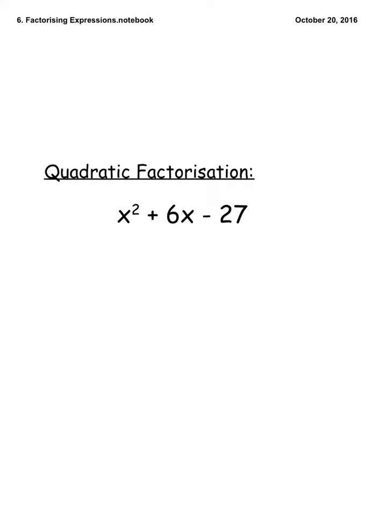Example number 3, we have a plus minus. So this time, our last sign tells us that we have 1 plus and 1 minus in the bracket. And our plus here tells us that the bigger number is positive. So again, we can set up our brackets. We know that x times x has to make that x squared at the start of our trinomial.